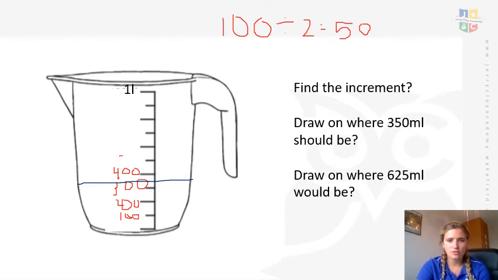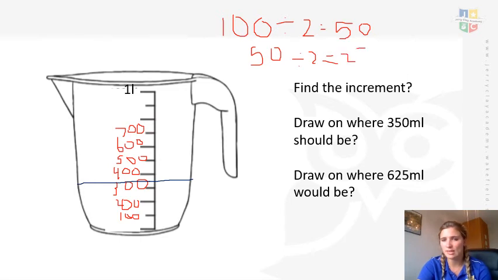So I've got 500, 600, 700, and I'm only going to go up to 700 because my number is between 600 and 700. Now I've got 625, but I know 50 is half of 100, and if I do half of 50, so 50 divided by 2, it would be 25. So I know that this is going to be a quarter.